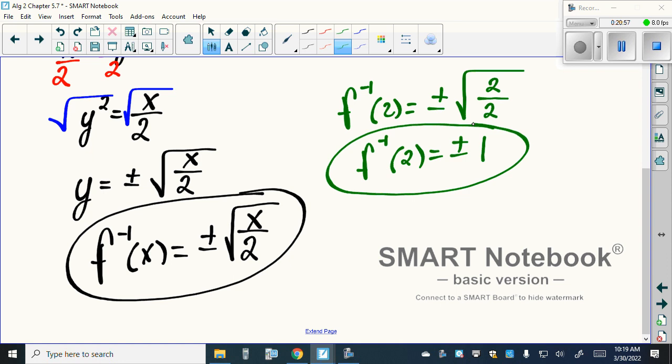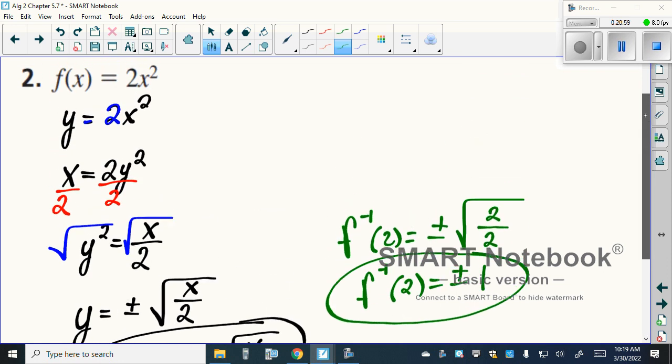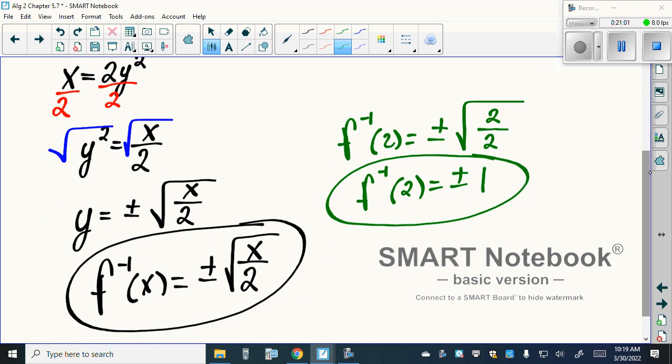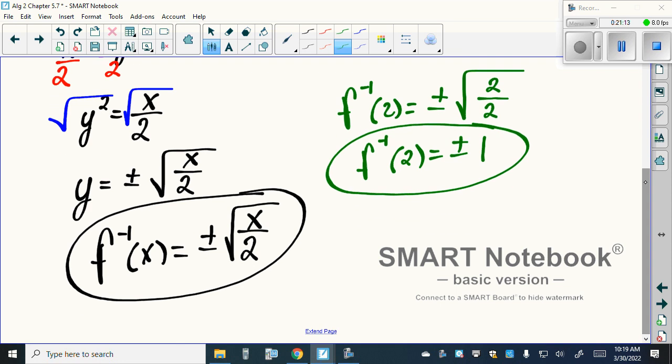Because if we think about the original problem, it is x squared, because 1 squared is still going to give us 1. Negative 1 squared is, well, it's just going to give us 1. So it is plus or minus 1. Questions on this here?